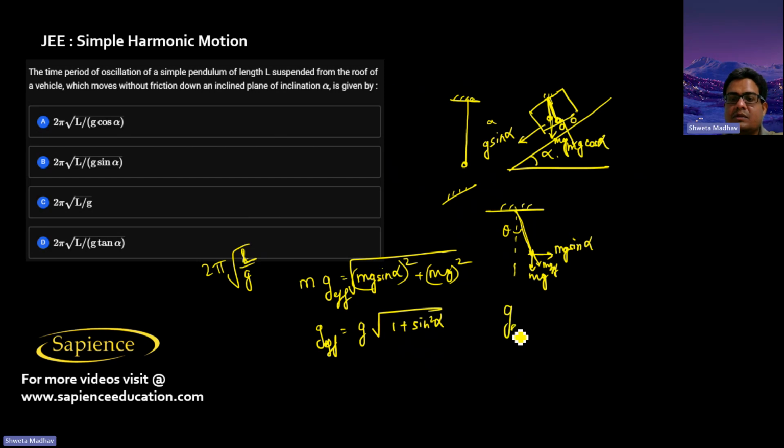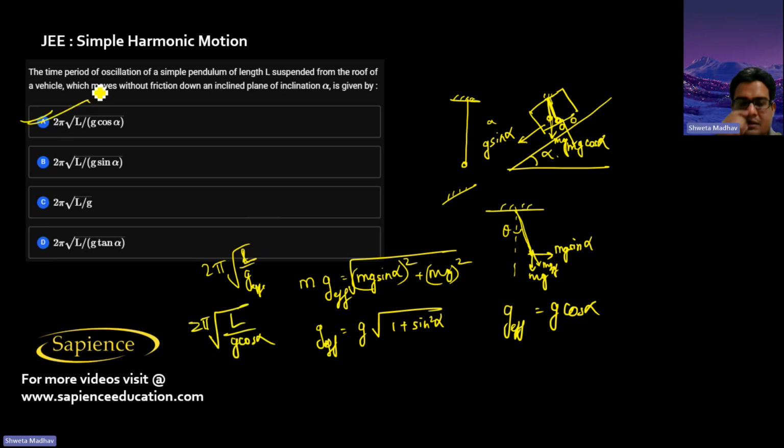So here the G effective will be G cross alpha only. Therefore, 2 pi root over L by G effective. So that will be 2 pi root over L by G cross alpha. So option A is the correct answer.